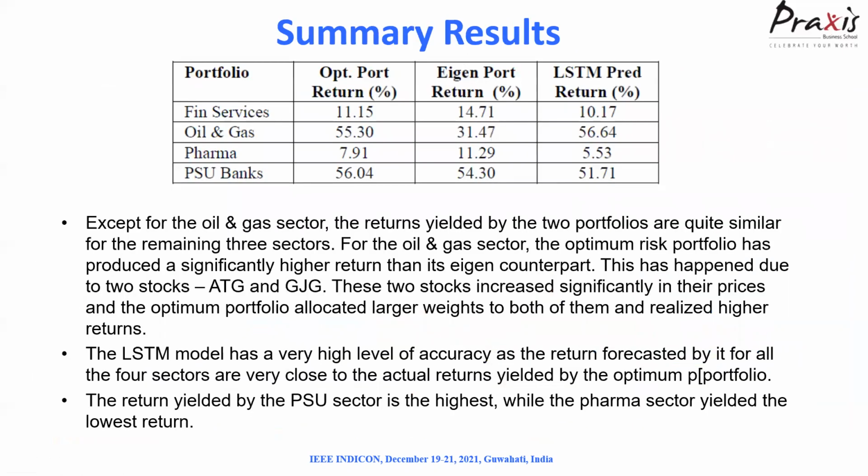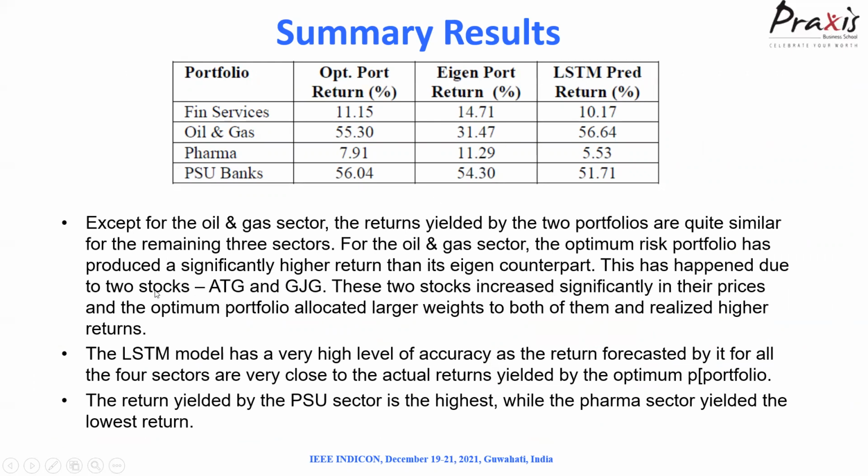So in the summary, we see that these are the 4 sectors. This is the optimum risk portfolio returns. These are the eigen portfolio returns. These are the LSTM returns. Except for the oil and gas sector, the returns yielded by the 2 portfolios are quite similar. For the oil and gas sector, the optimum risk portfolio has yielded a significantly higher return than its eigen counterpart.